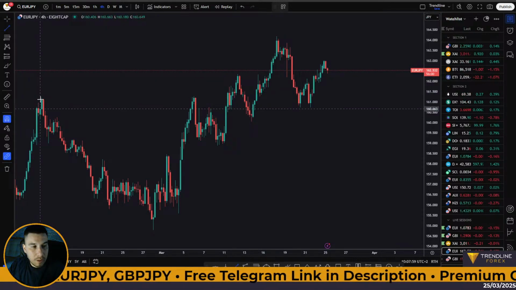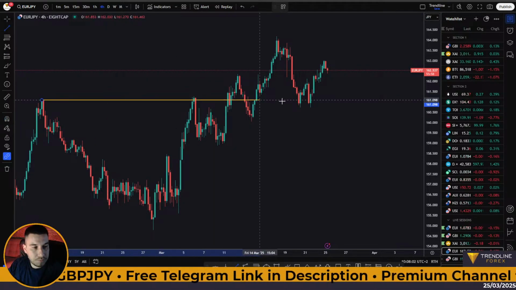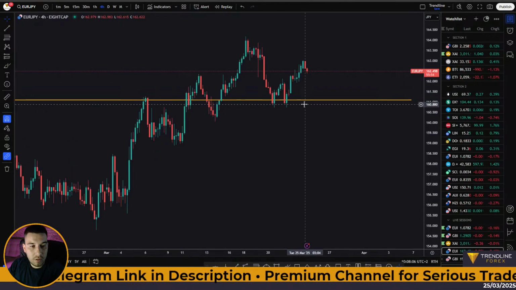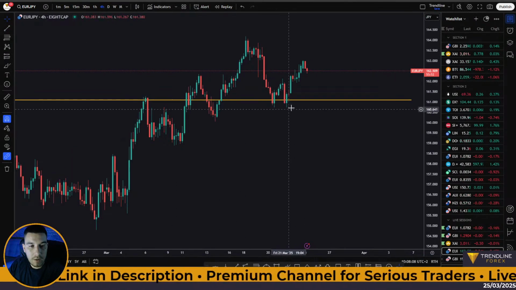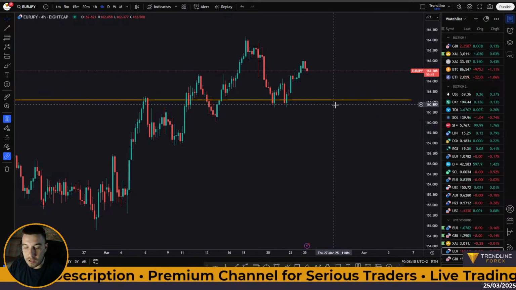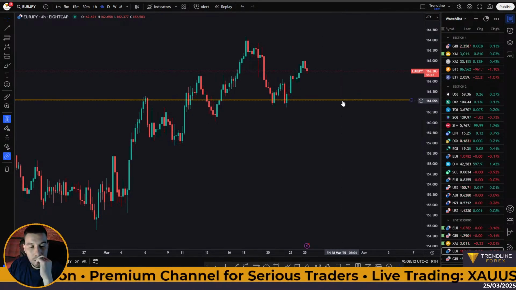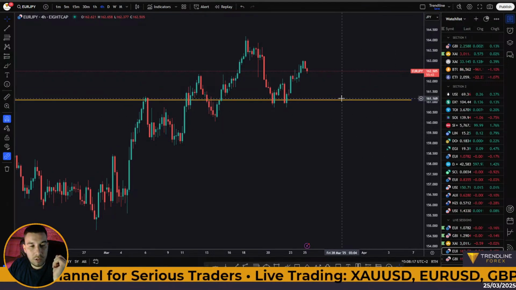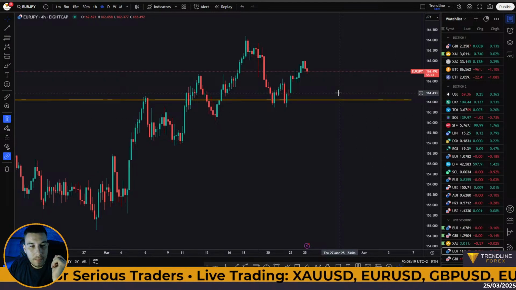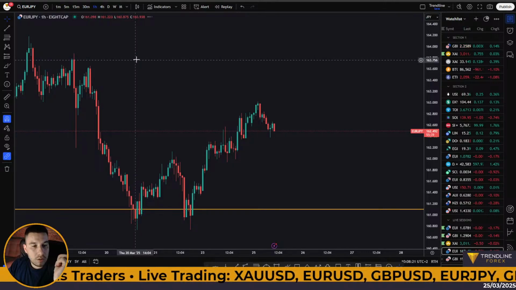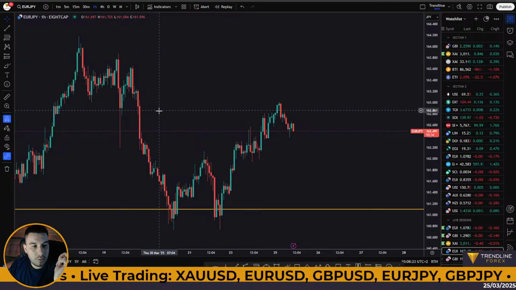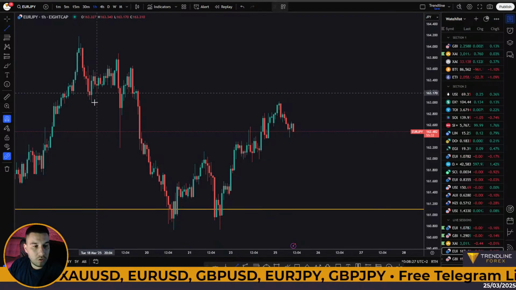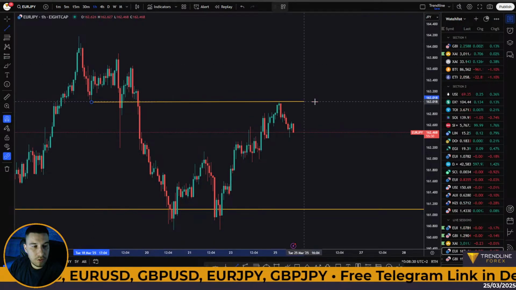Instead of that, I'm just going to play this level right here, because we obviously had this break and retest, a little bit of choppy price action around that level, but it proved itself as a strong level, you know. So yeah, 161, definitely an important level. One hour time frame. Price is most likely reacting to this structure right here.